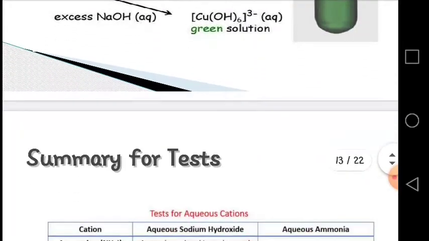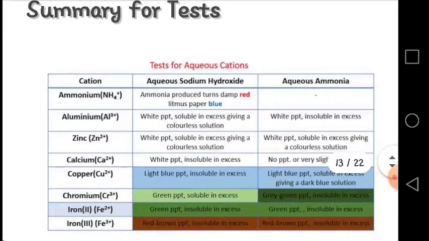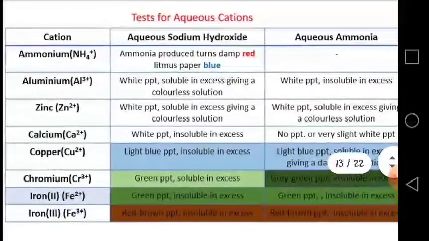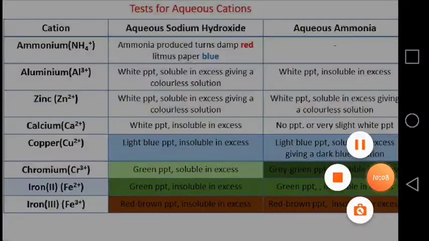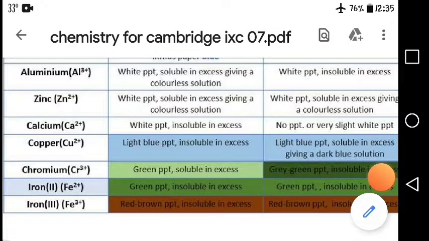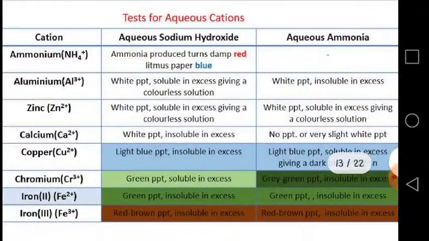Dear students, these are the tests for the cations, and here's a summary of the tests. You can get the idea of all the tests which we have done already. Ammonium produces a gas which turns red litmus paper blue, and no reaction with ammonia.